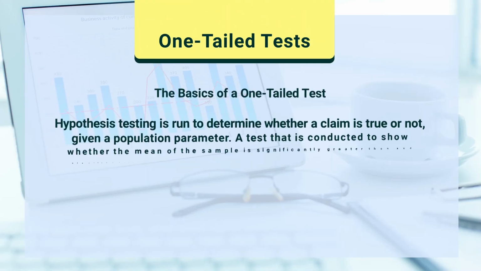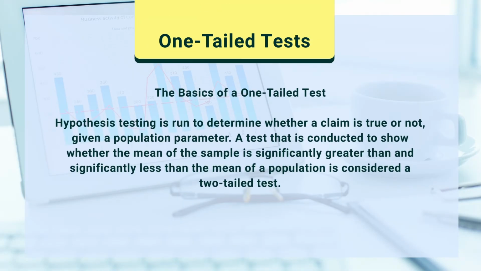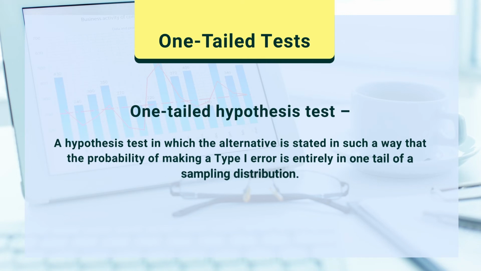The basics of a one-tailed test: if we go more into the backdrop, hypothesis testing is run to determine whether a claim is true or not given a population parameter. A test that is conducted to show whether the mean of the sample is significantly greater than or significantly less than the mean of the population is considered a two-tailed test. A one-tailed hypothesis test is a hypothesis test in which the alternative is stated in such a way that the probability of making a type 1 error is entirely in one tail of a sampling distribution.